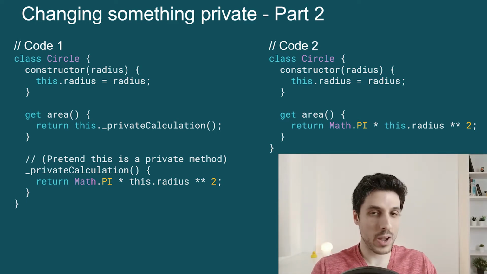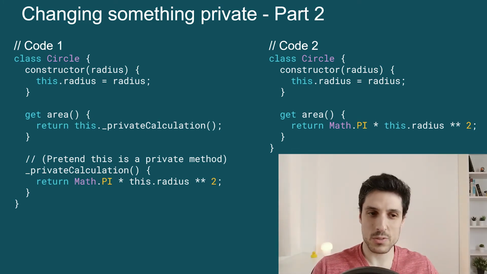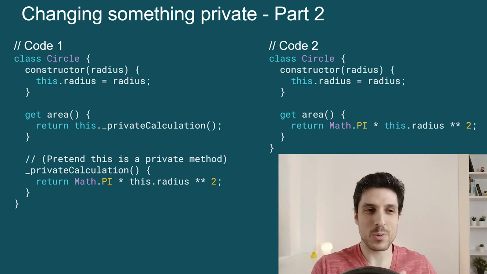So anyway, private calculation is a private method. And as we can see here, it's only used by the getter for the area. It's not used anywhere else in the entire code base. So in the next version, we delete private calculation. Deleting something means you change the contract of how it works, right? Anything that uses this method will of course be affected.